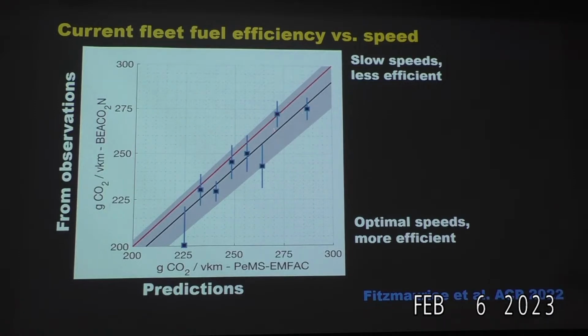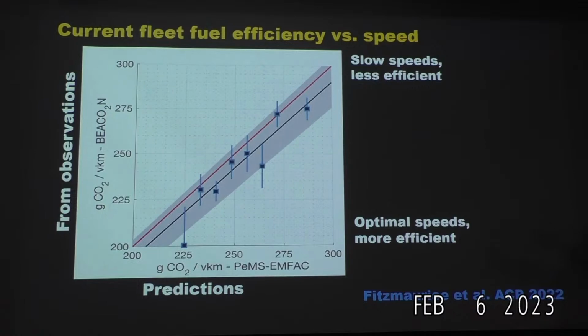There's an absolute offset of a few percent between the two estimates, but the slope, like here we have cars that are relatively using less CO2 to go a kilometer. Here we have cars that are more. So these are slow cars that are less efficient. Optimal speed's more efficient. Right on. So what we know about fuel efficiency versus vehicle speed seems to be absolutely correct.